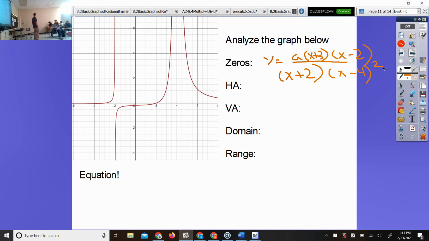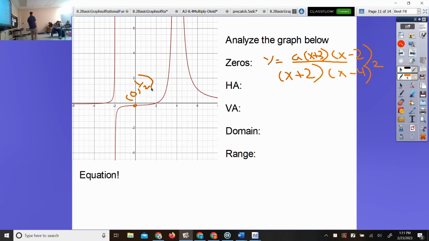What are we missing? A, which means we need a point. Anybody who's done anything in this class, that means you need a point. And I forgot to plot one on this when I did it. So we're going to say that's (0, 1/2). We're going to see what we get.